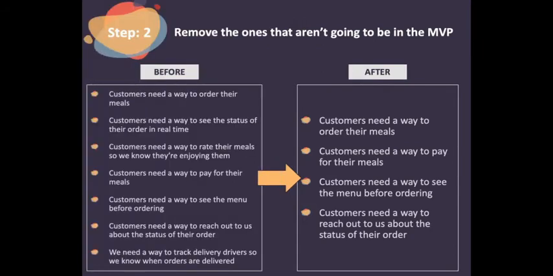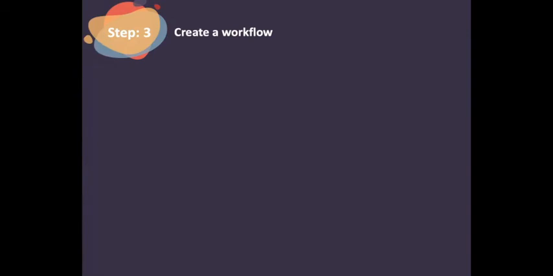Now that we've gone through that, we've gone from 8 to about 4, so exactly 4 features. So see how we were able to get rid of so many things to put in our MVP, and all these things do is test the fact that our food delivery service is valuable, right? So the next step is to create a workflow.